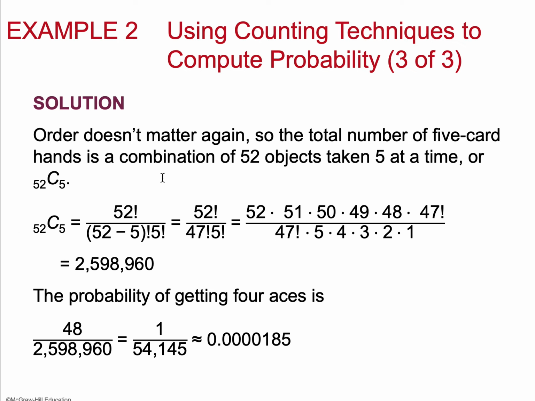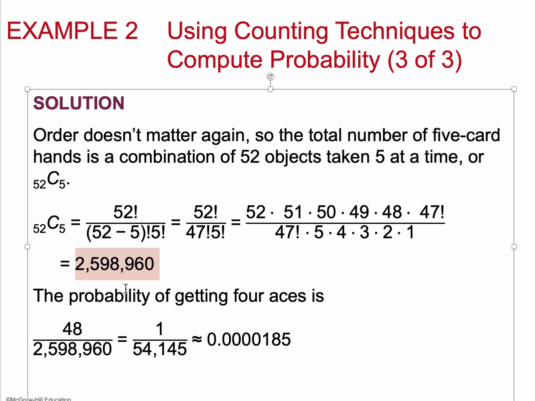Order doesn't matter because I just need to pick those 4 aces. It doesn't matter the order that I pick them in, and then the 5th card is kind of hanging out. If I want to find the total number of options to pick 5 cards from 52, I do the combinations, and I get 2,598,960 ways. So I have 48 ways to get 4 aces and a 5th card, and I have my total number of ways. I type that into my calculator, and it's a really small probability, 0.00185%. So very, very small, and that's because I have a whole lot of options to choose from.